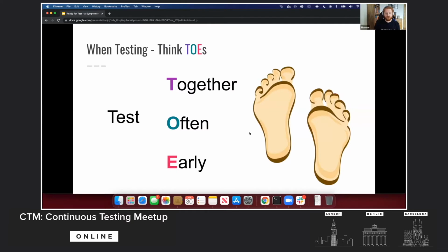So the first thing I want you to think about is this acronym of TOES. To test together, often and early. Because when we test together, we get multiple viewpoints, multiple angles, and that strengthens our testing. We ask better questions, more diverse questions. And when we test often, we get faster feedback.